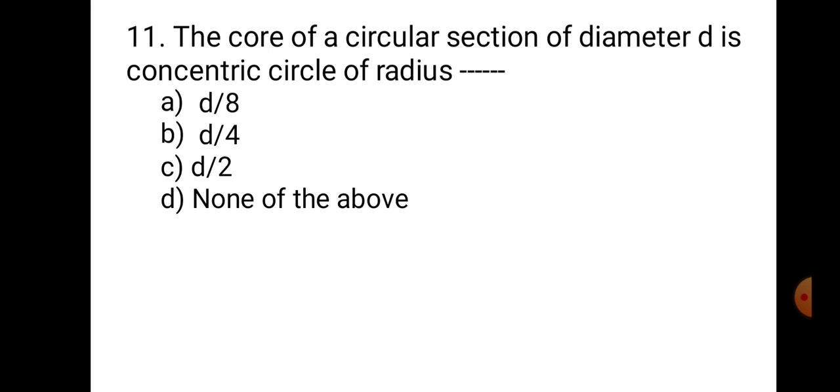Question number 11. The core of a circular section of diameter D is a concentric circle of radius A D by 8, B D by 4, C D by 2 and D none of the above. In the previous question, we saw the concentric circle of diameter D by 4. Here it is radius. Radius is half the diameter. So half of D by 4 is D by 8. Hence, the correct answer is A, D by 8.